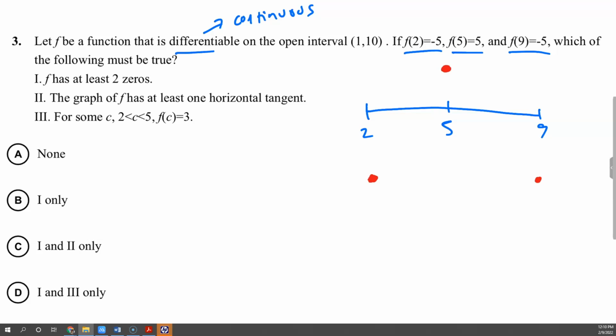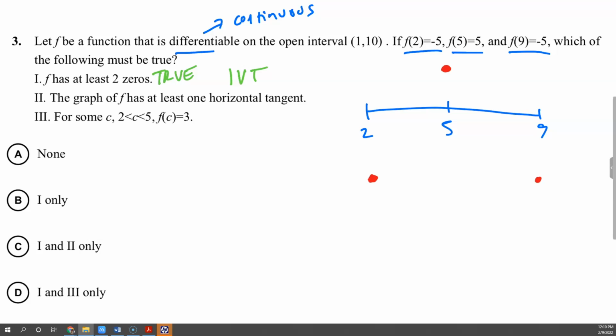Okay. If it's continuous, is it going to have at least 2 zeros? Do you guys see why? Yeah. And what theorem tells you that? The one we just talked about, yeah. IVT, intermediate value theorem. Okay, beautiful.